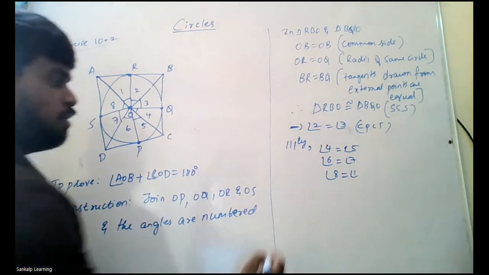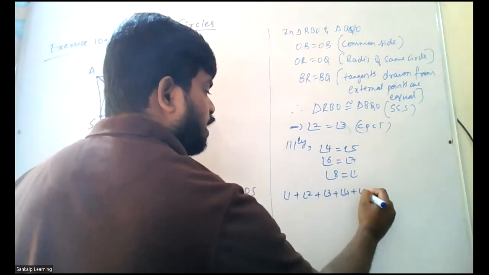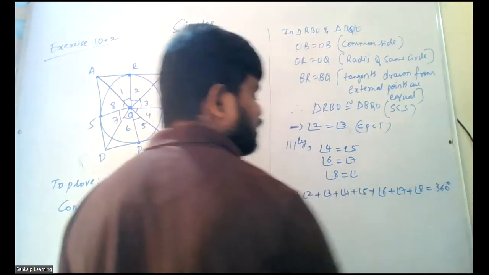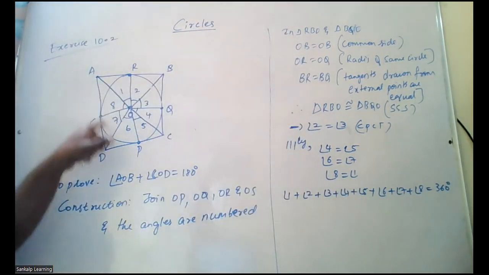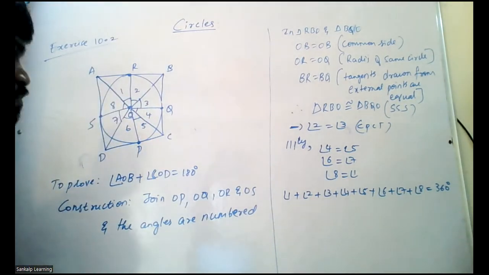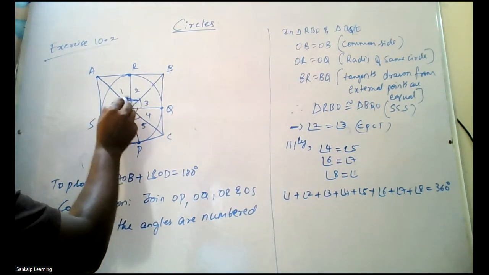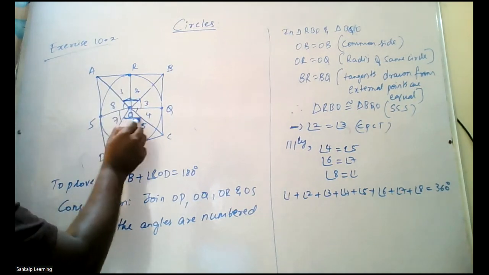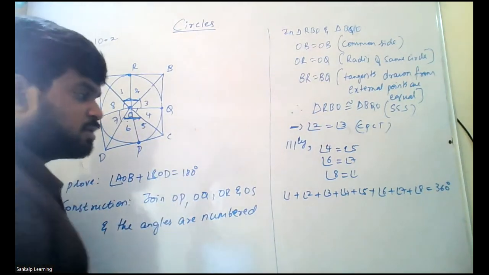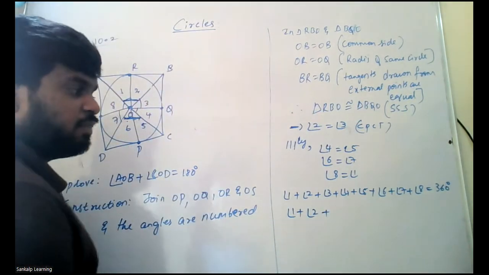Okay, now we know that if I add all the angles 1 to 8, it will be equal to 360 degrees, because the complete angle around a point is 360. In this, if you observe, I want AOB. AOB is nothing but this angle, right? That is 1 and 2. 6 and 5 is COD. I need 1 and 2, 6 and 5. Keep those things, change other things.